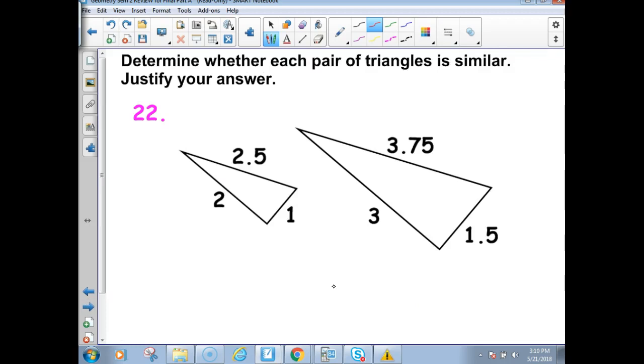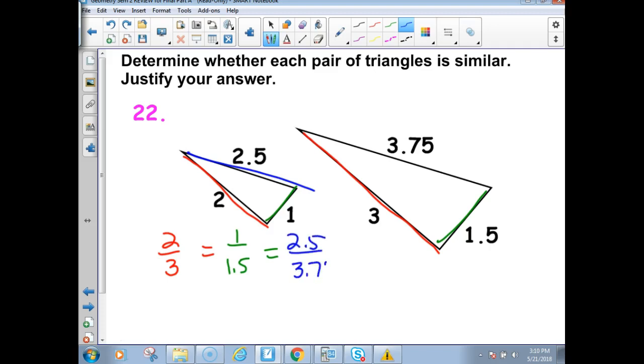All right, 22. We have to tell if the figures are similar or not and justify our answer. What you have to check is if the sides are all in the same ratio. So is 2 over 3 equal to 1 over 1.5? And is that equal to 2.5 over 3.75?